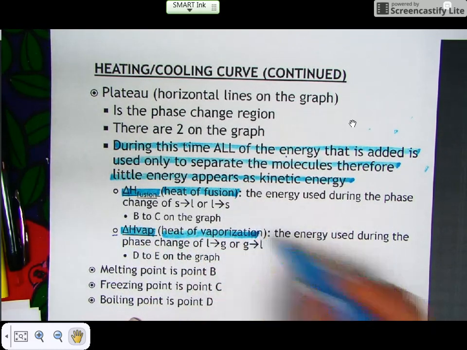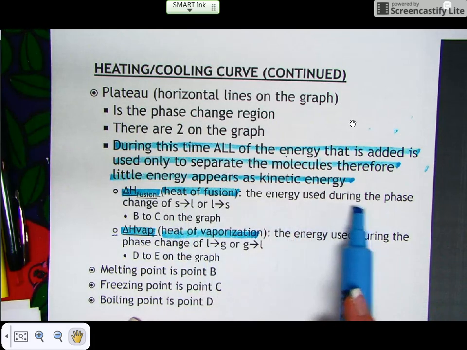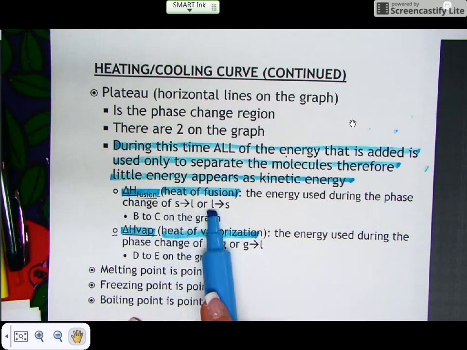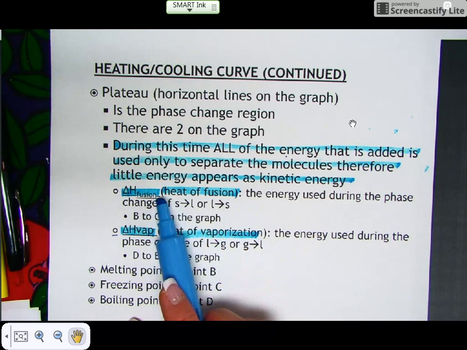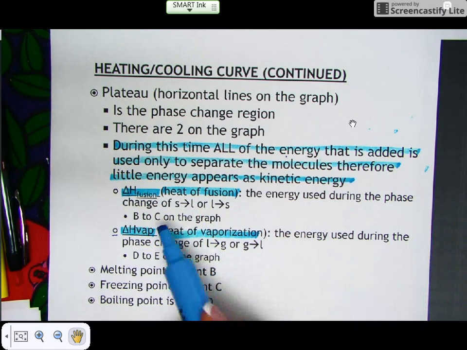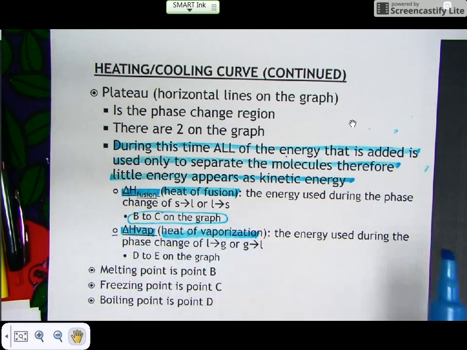Let's define these. Heat of fusion is the energy used during the phase change of the solid to the liquid or the liquid to the solid. I remember fusion means they're coming together, and the only state that has the atoms held in place or held together is the solid. So the heat of fusion is going to be involved there where there's a solid and a liquid. On the graph, that was region B to C. We'll go back on the graph and label that in just a second.